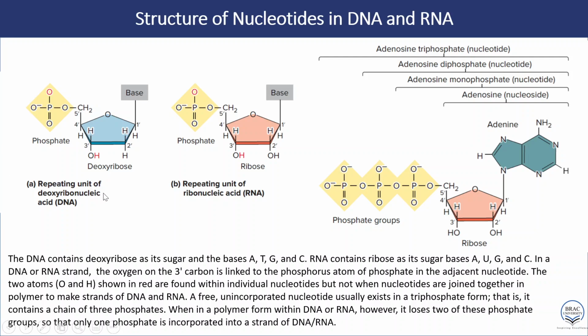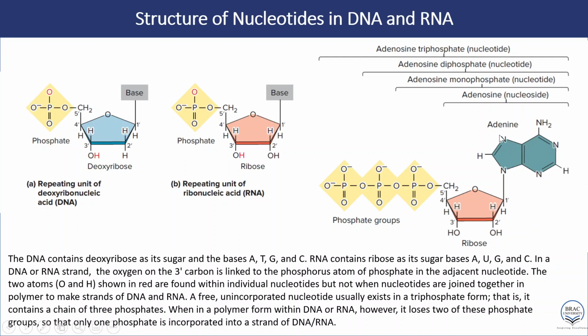So depending on the sugar and the base, we call it ribose or deoxyribose. This is one basic unit of a nucleotide, and these nucleotides are repeatedly joined through the phosphodiester bond to form the DNA polymer or the RNA polymer, the strand. The repeating unit is deoxyribonucleic acid if that is DNA, and ribonucleic acid if that is RNA. So we will see how those nucleotides are joined together.